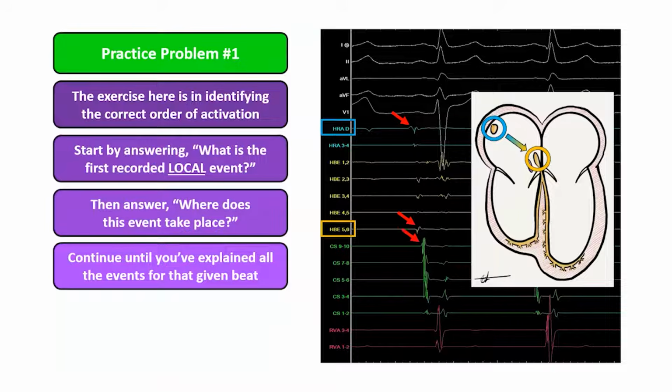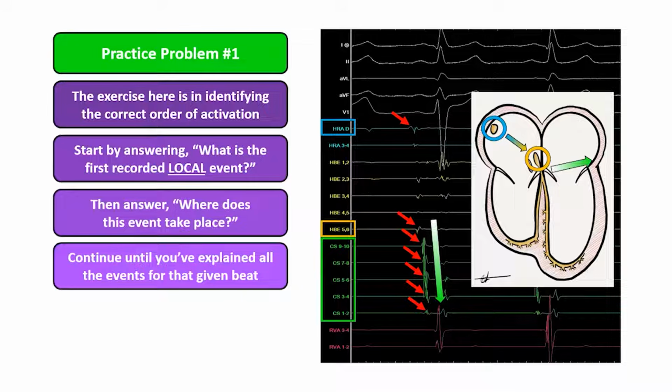Next, we see a near-field electrogram here at the proximal aspect of the CS catheter, which continues, and we see a series of near-field atrial electrograms moving from the proximal CS catheter to the lateral CS catheter. All right, in our mind's eye, we can envision a wavefront of electrical depolarization moving from septal to lateral.